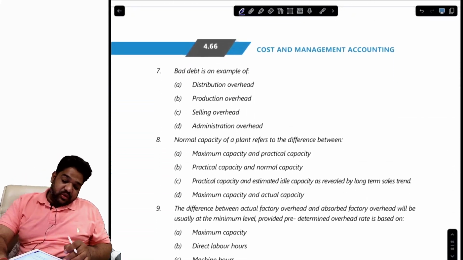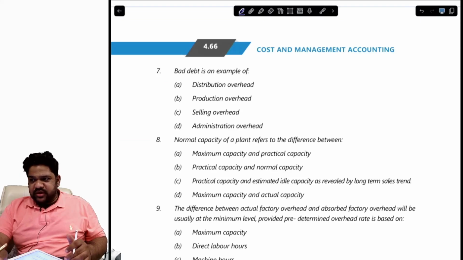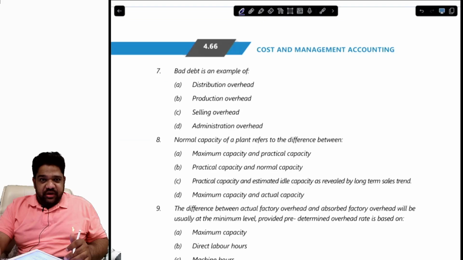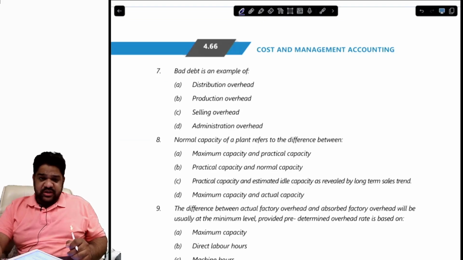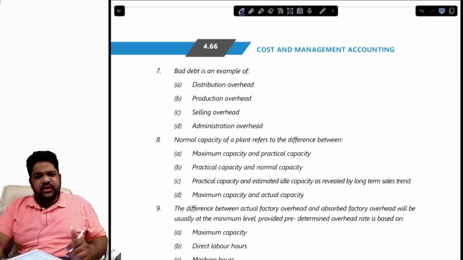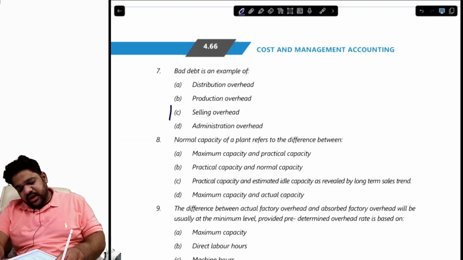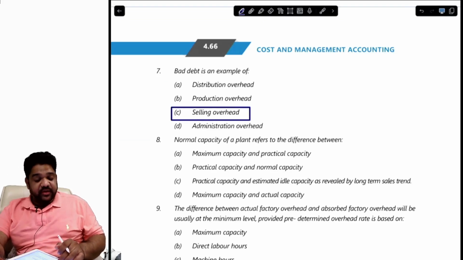Bad debt is an example of, very interesting, distribution overhead, production overhead, selling overhead, and admin overhead. Now, it can't be distribution overhead because it is not about getting the product available to the customer. So that is out. It can't be production overhead because that is not a cost that you incur while producing the product. It is not a part of admin overhead either. So that's nothing to do with administration. It is going to be the selling overhead. It is a cost because you sold the product. It is related to selling.